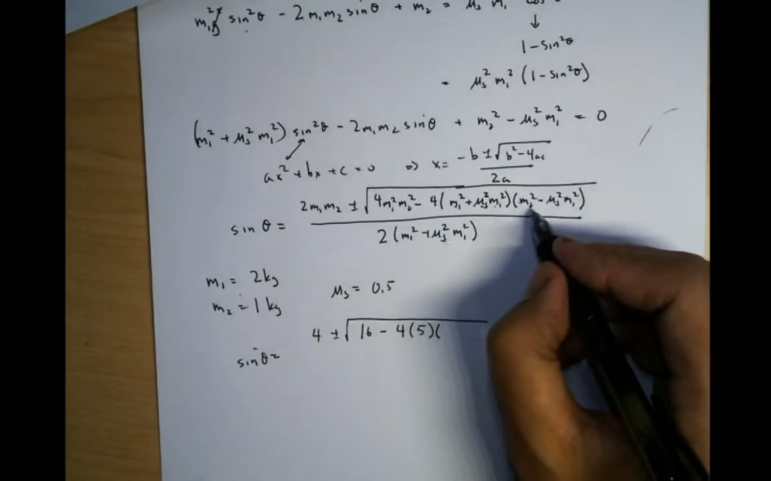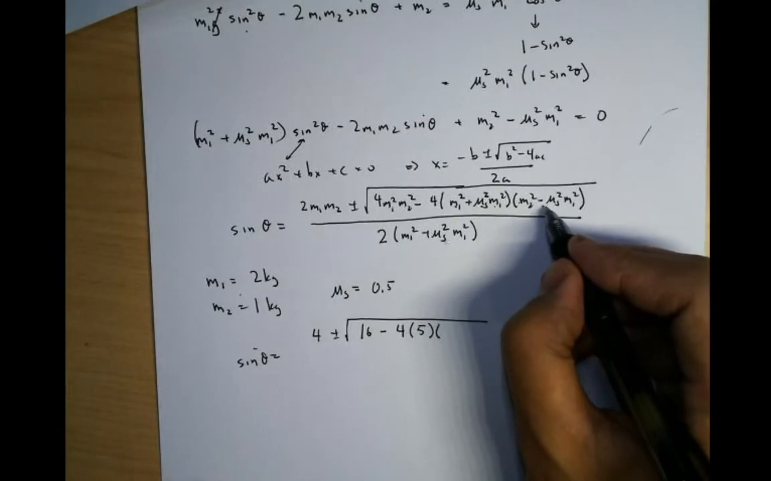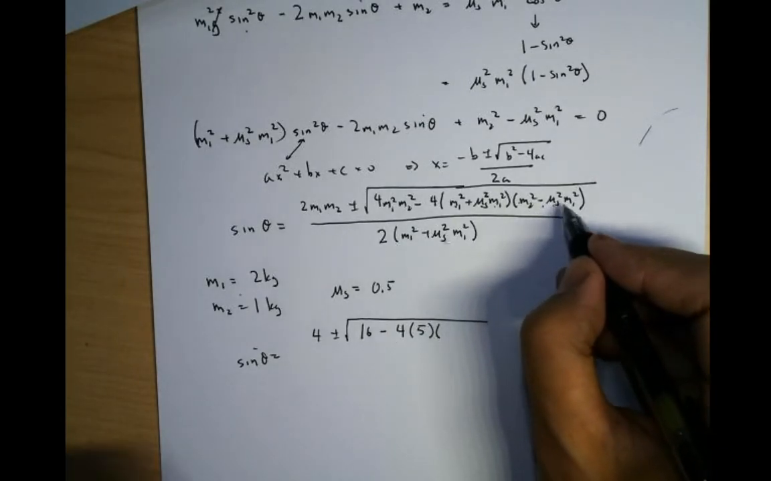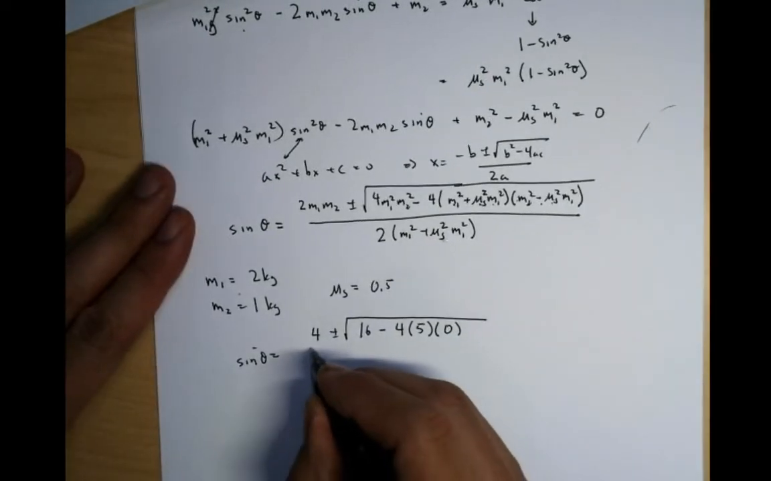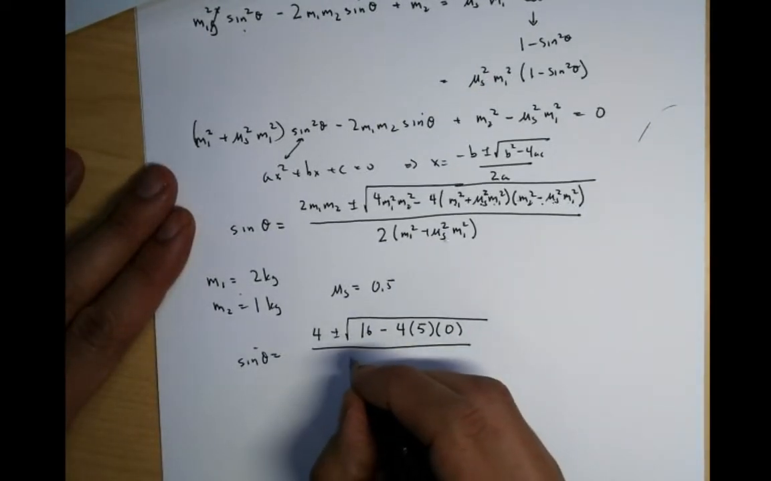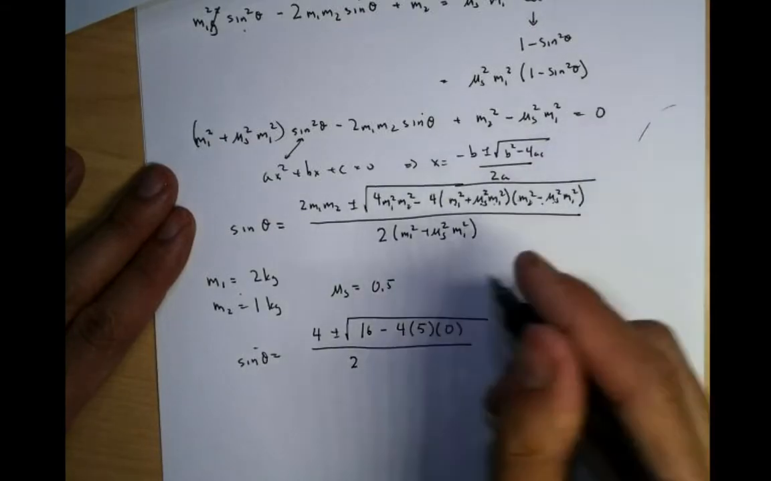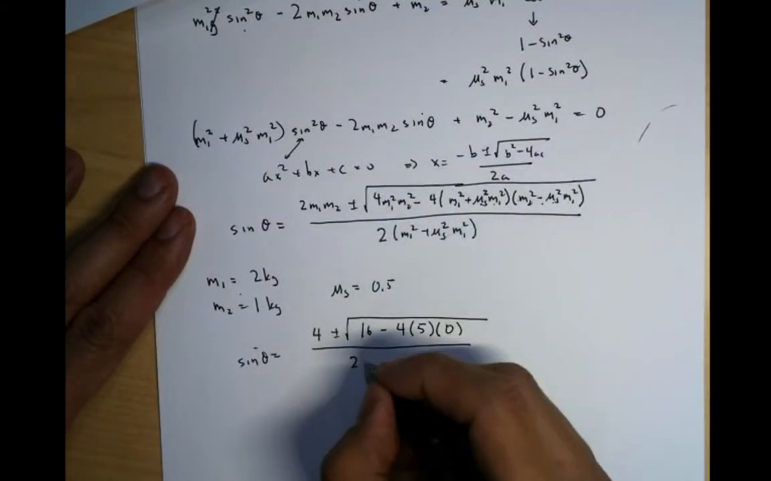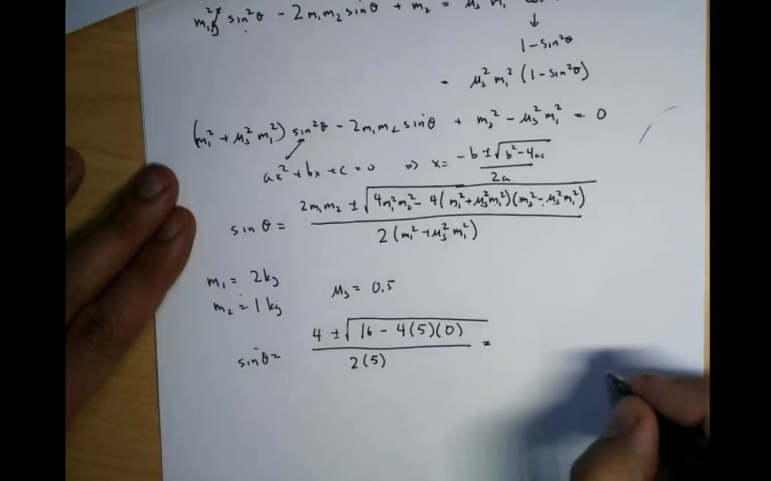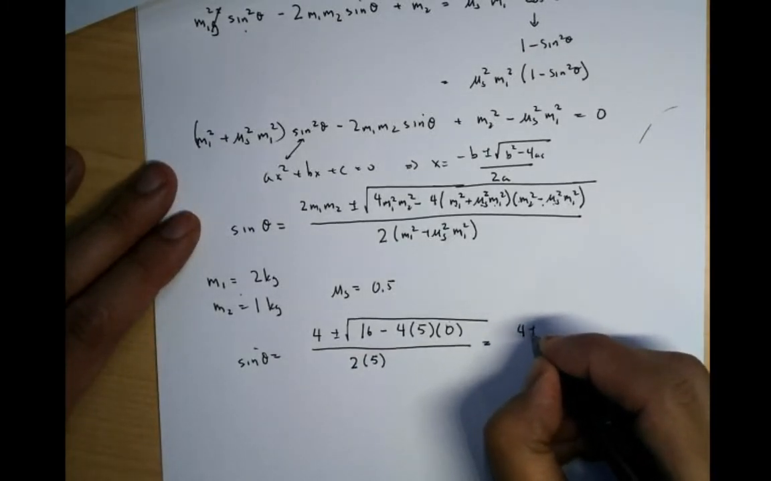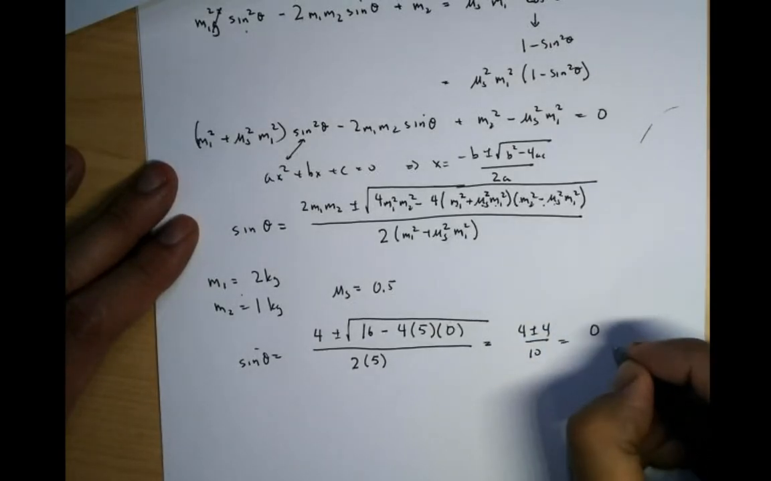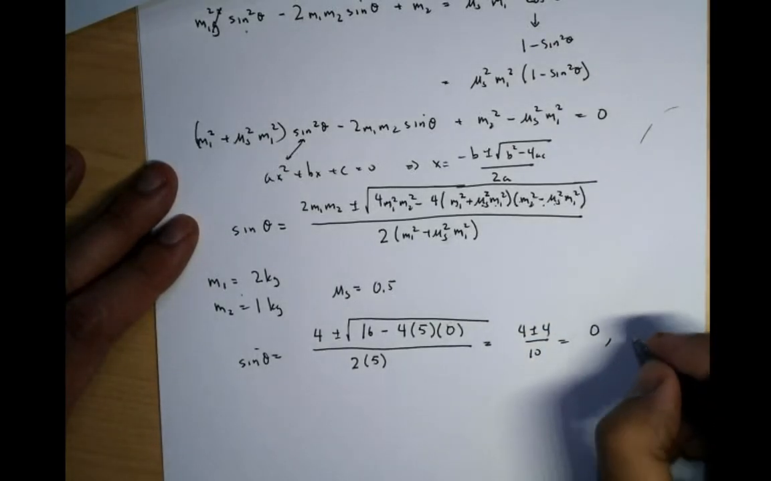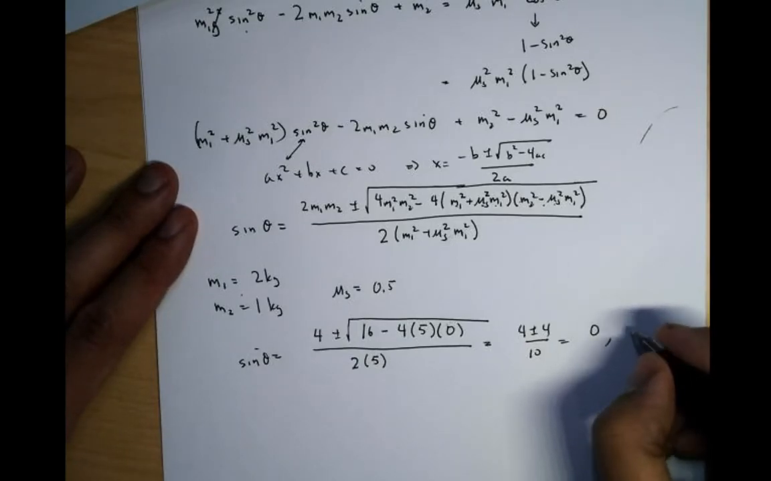And this one is going to be 1 minus 0.25 times 4, that's basically 0. Oh, that makes life a lot easier. Divided by 2 times, well, this is just that same number again, that's just 5. So this is basically 4 plus or minus 4 over 10. So either it's 0 or it is basically 0.8.